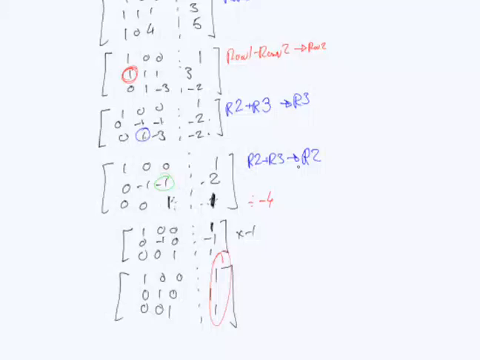Row 2 plus row 3. Put the answer on 2 or 3. Put the answer on 3. 1, 0, 0, 1. 0 minus 1, minus 1, minus 2. 0 plus 0, 0. Minus 1 and 1, 0. Minus 1 and minus 3, minus 4. Minus 2 and minus 2, minus 4.